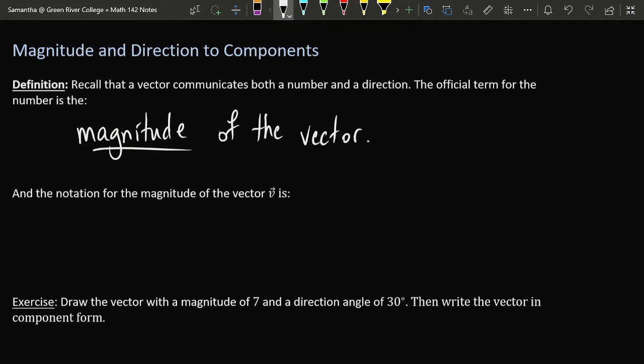This is specifically in reference, I believe, to the fact that if the vector represents a force, then the number communicated by that vector represents the magnitude or the strength of that force. More generally, in mathematics, we call the number communicated by any vector the magnitude of that vector.